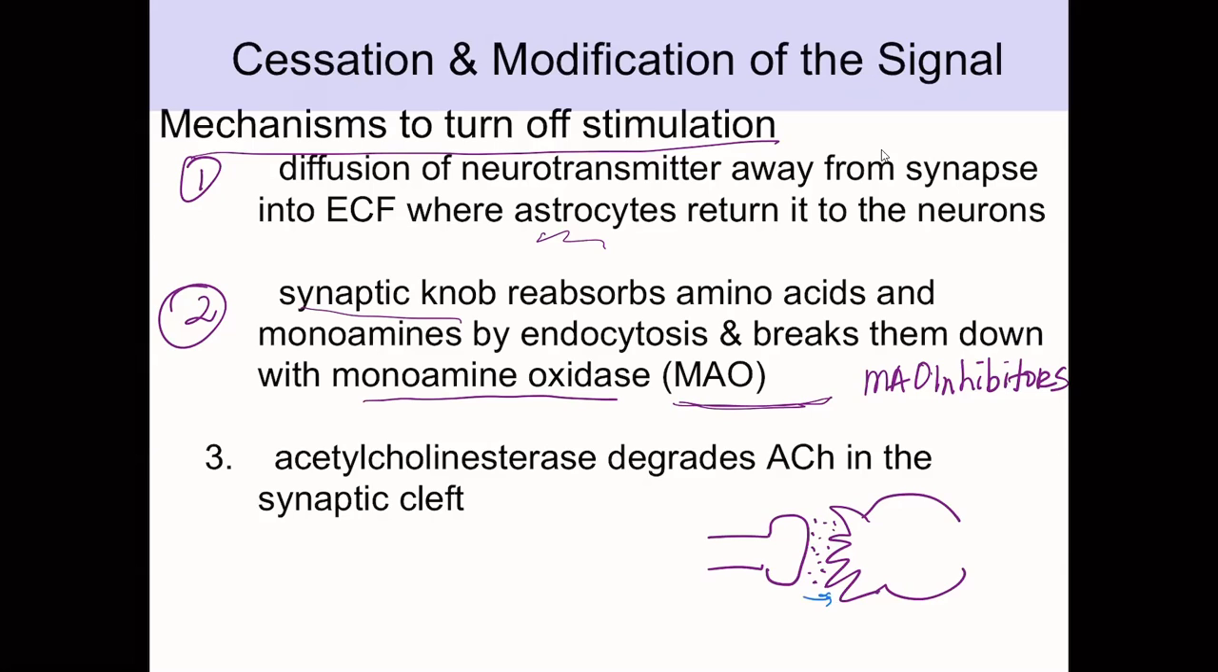So basically, three different things could happen. The neurotransmitters could just diffuse away and get reabsorbed by another cell. The synaptic knob reabsorbs them and can break them down. There's another enzyme called acetylcholinesterase, and it breaks down acetylcholine in the synaptic cleft. I should have had more in here about acetylcholine. We'll get to it.